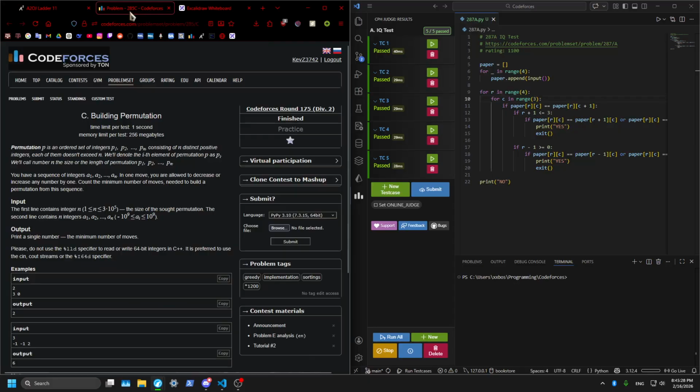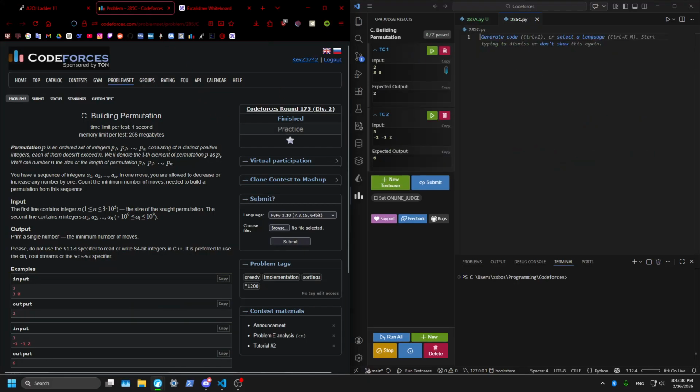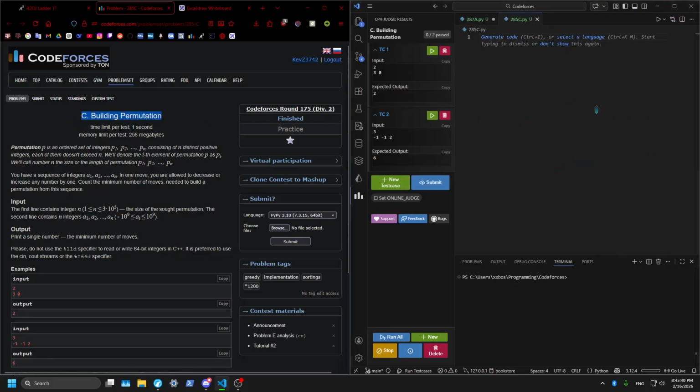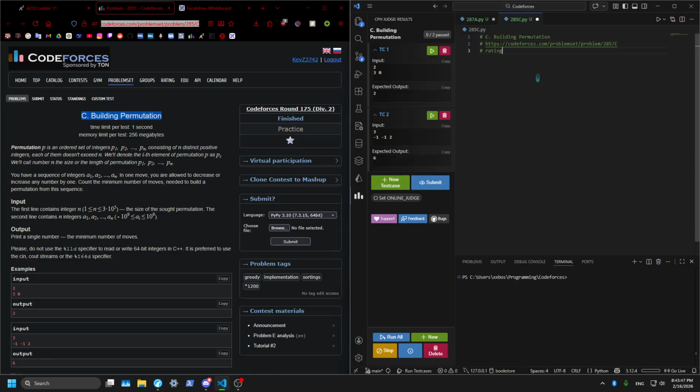Okay, building permutation. So let's do dot A, so I can just copy this, paste, then copy the link, and then rating 1200. Say this.